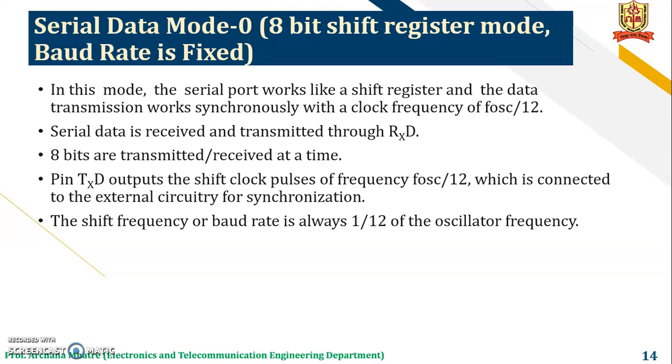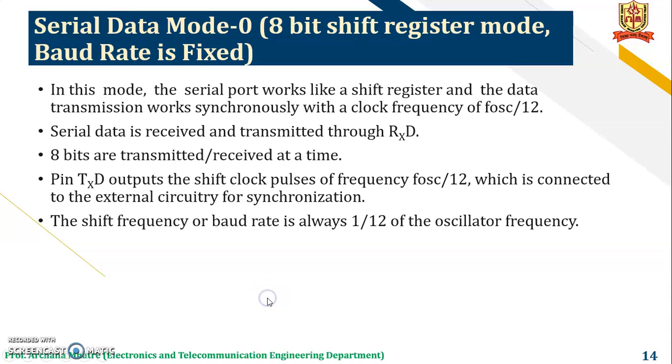Serial data is received and transmitted through the RxD pin. 8 bits are transmitted and received at a time. Pin TXD outputs the shift clock pulses of frequency F oscillator divided by 12, which is connected to the external circuitry for synchronization. The shift frequency or baud rate is always 1 by 12 of the oscillator frequency.